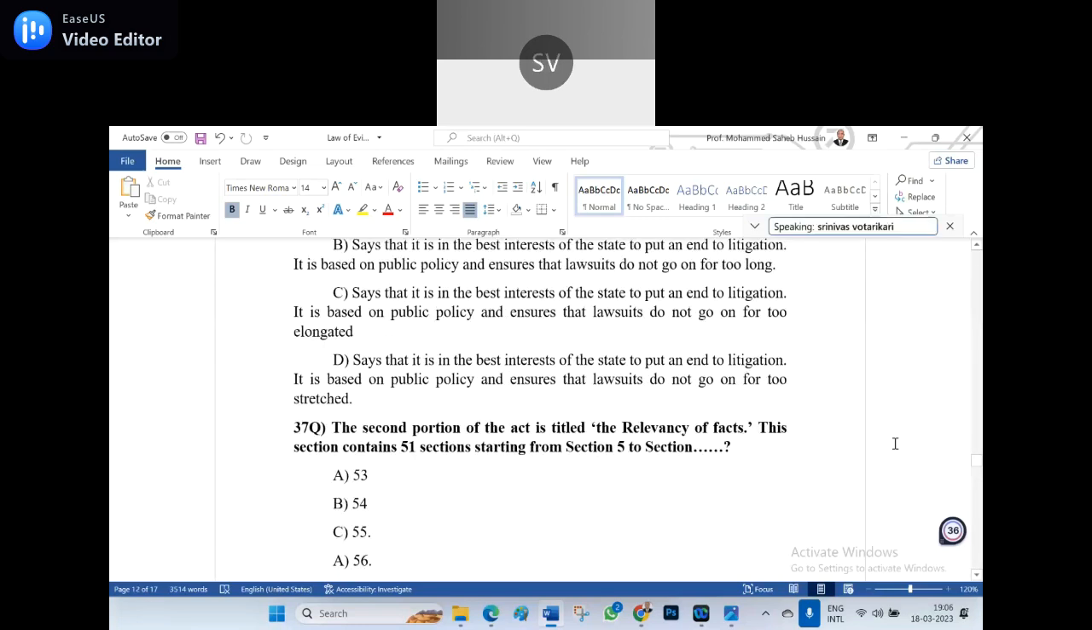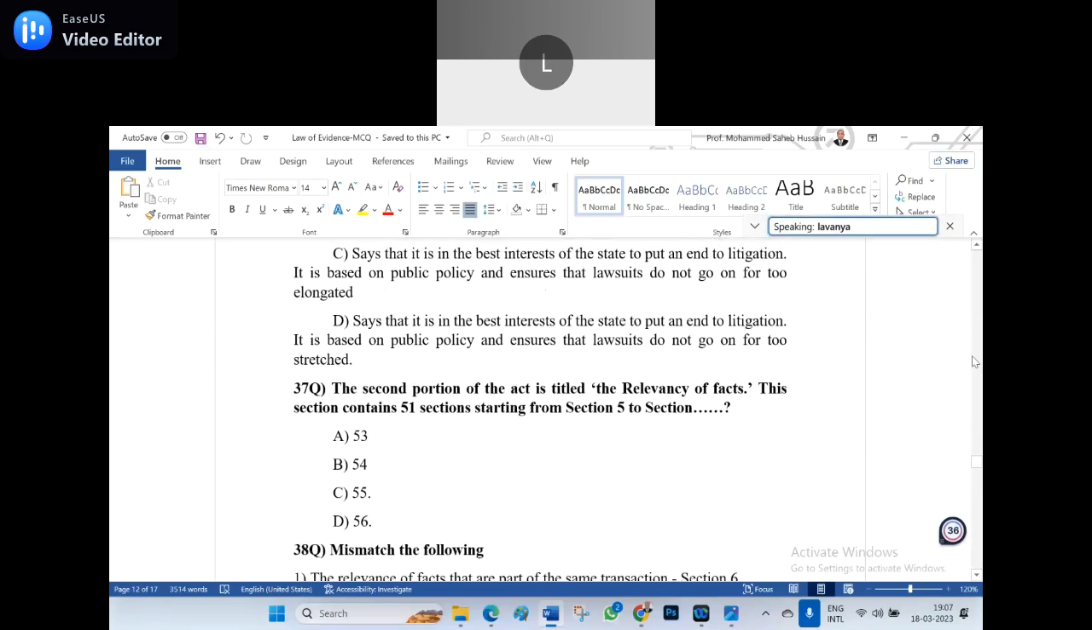Please, can anyone unmute and read the 37th question. The second portion of the Act is titled The Relevancy of Facts. This portion contains 51 sections, starting from section 5 to section what? Option A 53, option B 54, option C 55, option D 56. Answer is option C, 55, sir. C, 55 is the right answer. The Relevancy of Facts has 51 sections in total, so it starts from 5 and goes to 55.